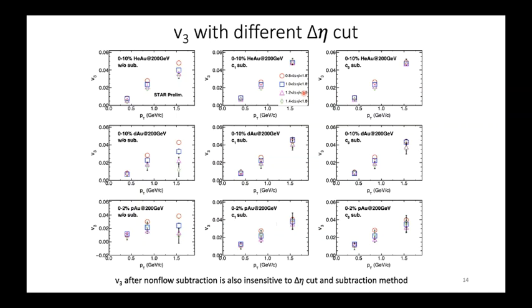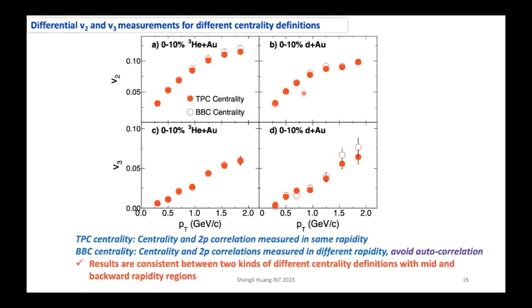That indicates the non-flow is well handled in the STAR collaboration. We not only measure the V2, V3 with the TPC centrality, we also do the same measurement with the BBC centrality. As I already mentioned before, because the rapidity is in a different regime, we can avoid the autocorrelations. You can see the two kinds of results are consistent with each other whichever centrality was selected.